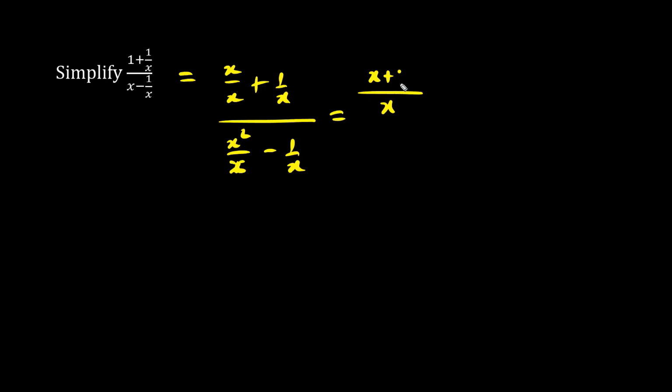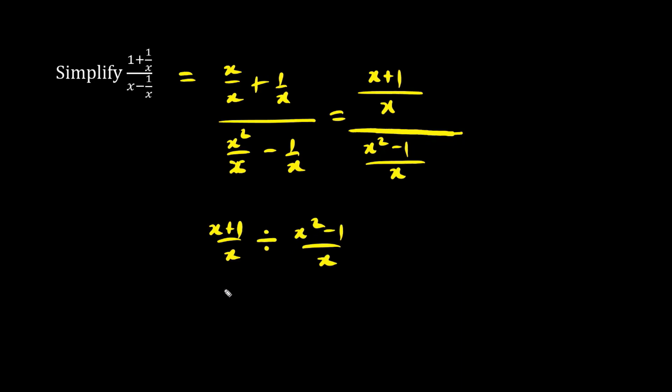We have x plus 1. And in the denominator, we also have one term because we have the same denominator, and we have x squared minus 1. Now this big division sign can be written as this symbol here, division. We'll copy this part here and we'll change this to multiplication and flip it.